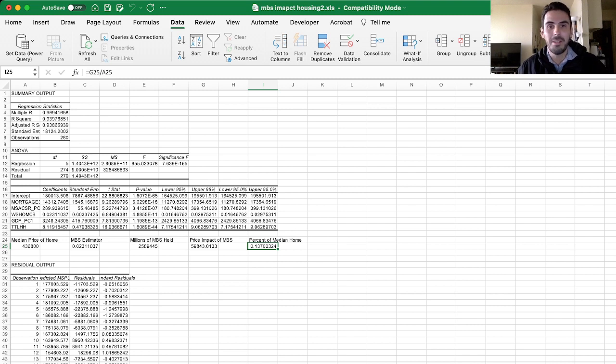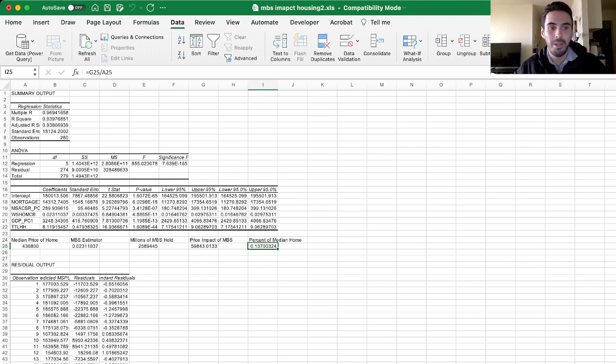So you can apply this to a $1 million home and you would still get the same kind of idea. So a $1 million home today would be worth $860,000 if the Fed never touched mortgage-backed securities. So that's what this analysis says.